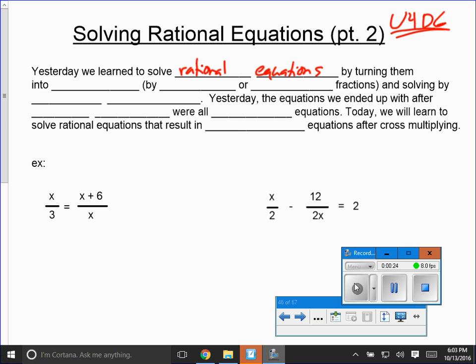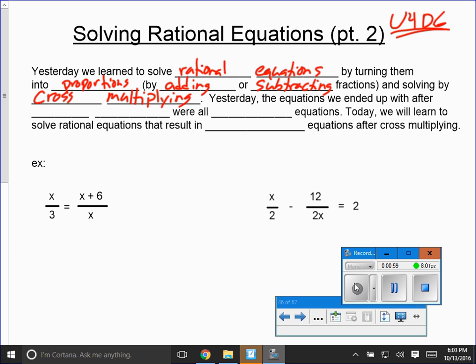Alright, what we did yesterday was we turned them into proportions, and we did that by combining fractions. That was either adding or subtracting fractions, and then solving by cross-multiplying once they were proportions. So we also learned a second way where we multiply the whole equation by a common denominator, and we'll do both using these new kind of equations as well.